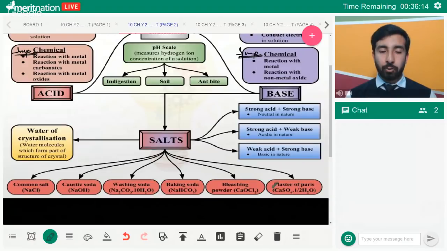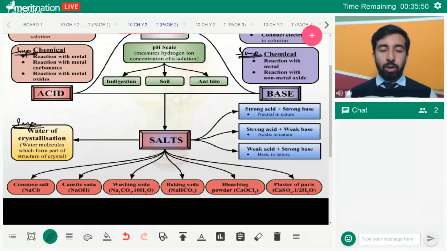Now, in this part, we also have to study water of crystallization, which is again one of the important topics of your syllabus because questions can generally be asked from this part. So what is water of crystallization? Let's have a quick recap of it. The water molecules which form part of the structure of the crystals are basically known as water of crystallization.